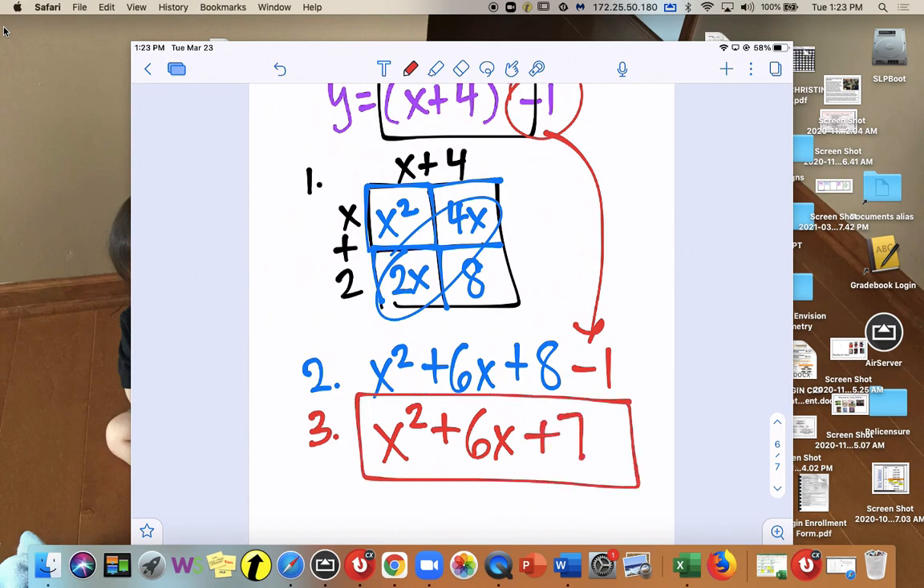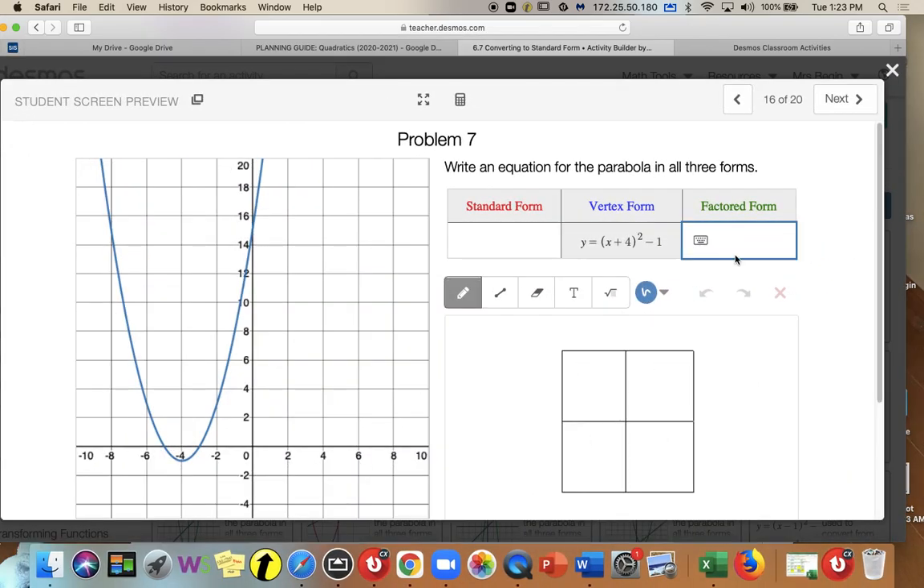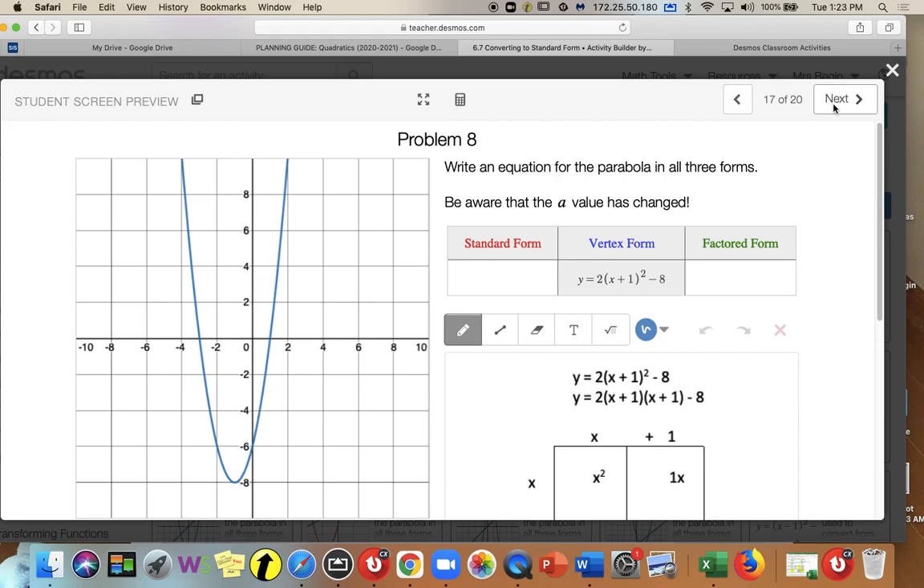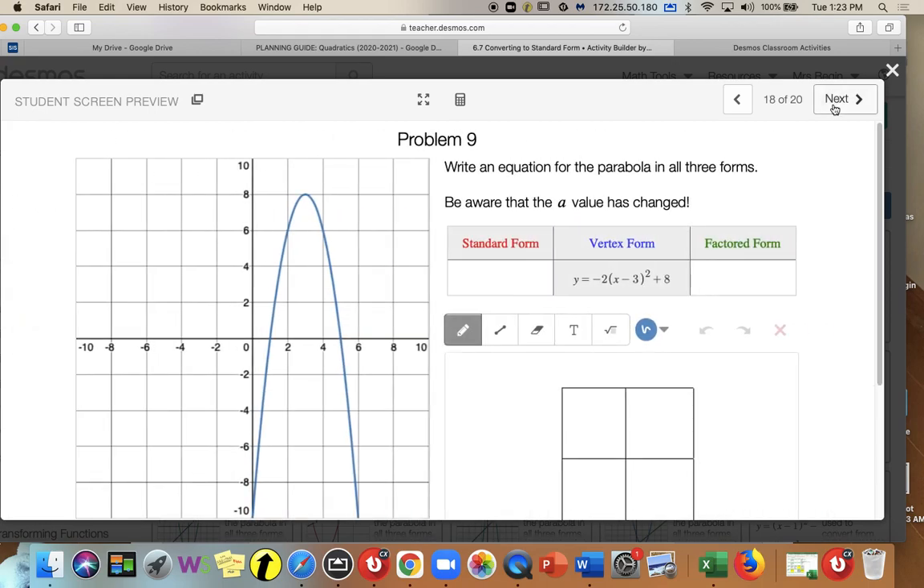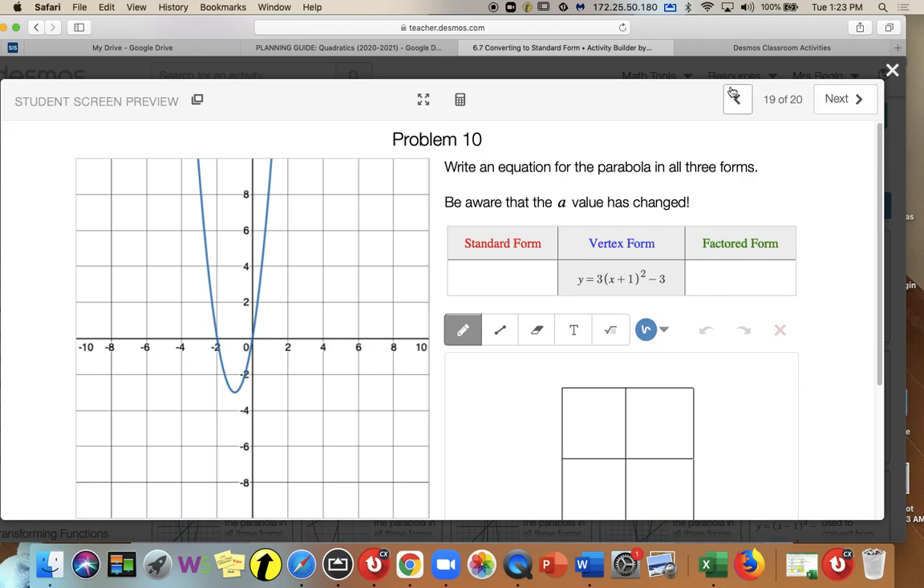And there's the standard form, which you can type into Desmos and then see if you can figure out factored form. So I'll let you guys finish slide 16, and we'll do one more together, and then the rest I'll have you finish as like 2 more problems for your assignment.